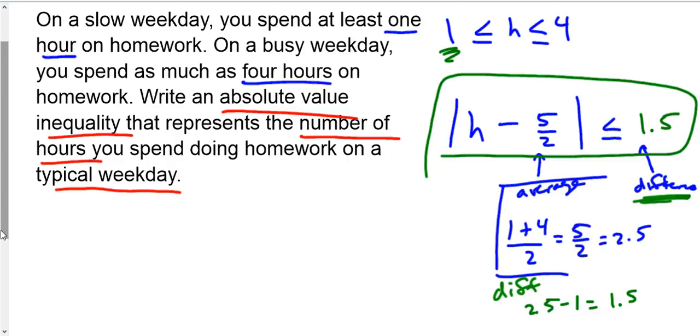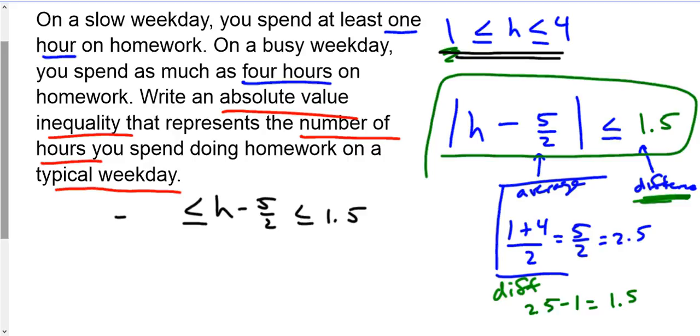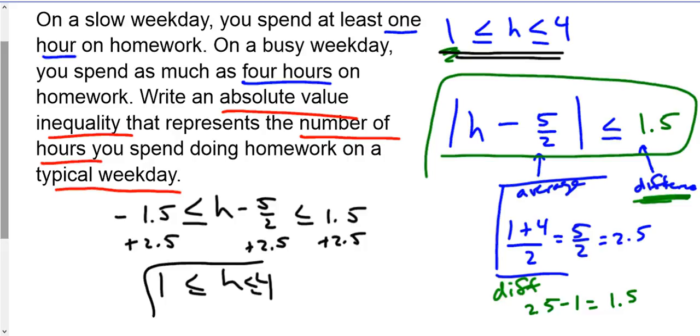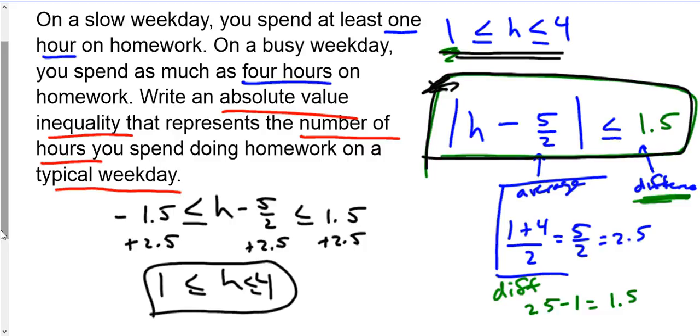Once again, if you want to check your work and make sure you did it right, you should get back to our original range. So we're going to go H minus 5 halves. We got the negative portion, 1.5, as the end statement. We're going to add 2.5 to both sides. Add it together, we should have 1, which we do. Over here, we're going to have 4, which we do. And that's our answer. Here's our answer for our absolute value inequality to answer this problem.